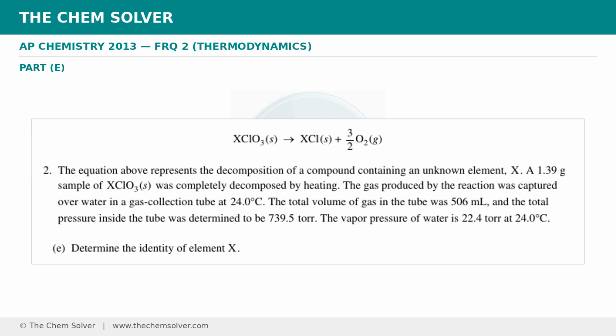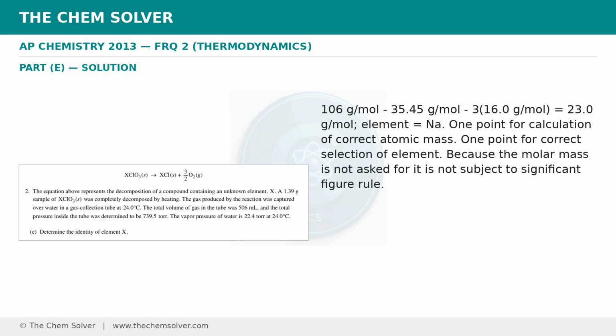Determine the identity of element X. 106 grams per mole minus 35.45 grams per mole minus 3 times 16.0 grams per mole equals 23.0 grams per mole. Element equals Na. 1 point for calculation of correct atomic mass. 1 point for correct selection of element. Because the molar mass is not asked for, it is not subject to significant figure rule.